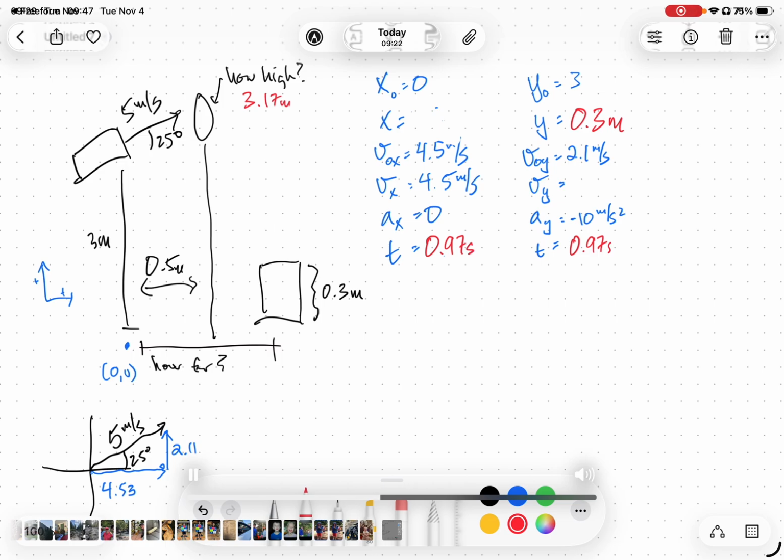And I can now figure out how far it will move horizontally by using the kinematic solver again. So I'm going to put my x variables in of 0, an unknown final position, constant velocity of 4.5 meters per second, an acceleration of 0, and the time of 0.97 seconds. And that gives me a predicted final position of about 4.37 meters. So that's where I'm going to put the bucket. So that's the first part of the problem.